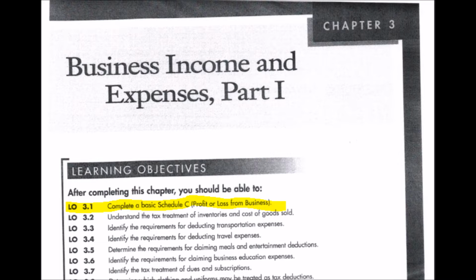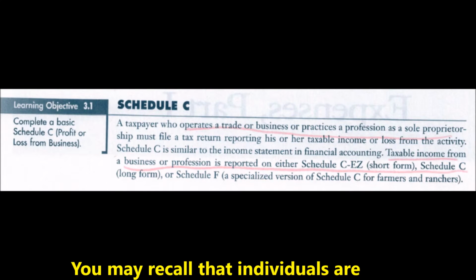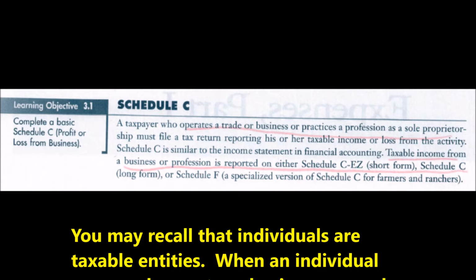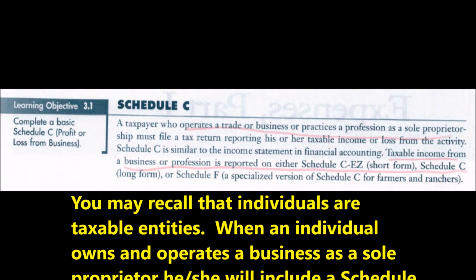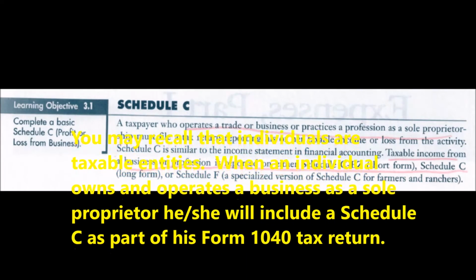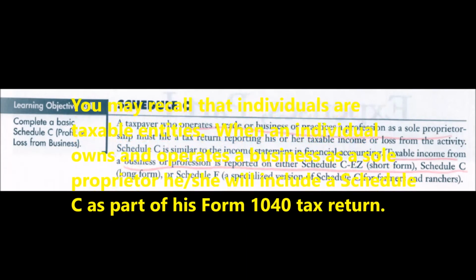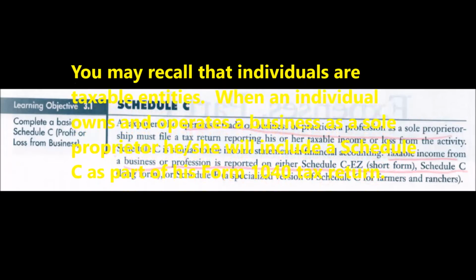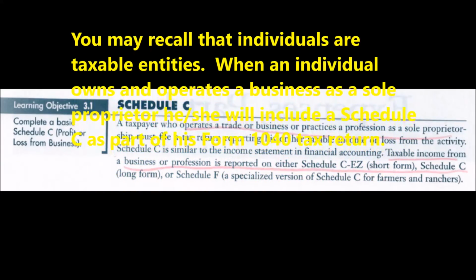Now we'll cover Learning Objective 3.1, complete a basic Schedule C, profit or loss from business. You may recall that individuals are taxable entities. When an individual owns and operates a business as a sole proprietor, he or she will include a Schedule C as part of his Form 1040. Look over these following slides.